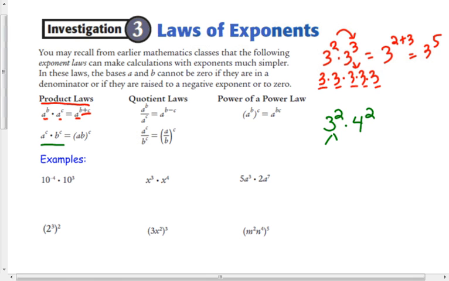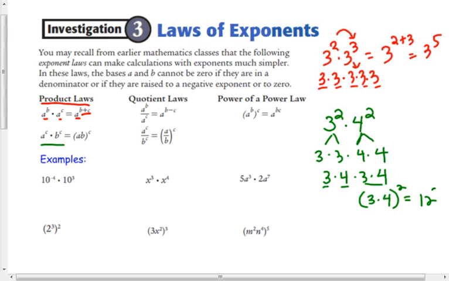Well, really that's 3 times 3 times 4 times 4, which I can also write as 3 times 4 times 3 times 4. You might notice here that I have 3 times 4 twice, so I can just do 3 times 4 to the second power, which is just 12 to the second power. So that's an example of the product law. If the powers are the same, you can just multiply the two bases together and use that power.